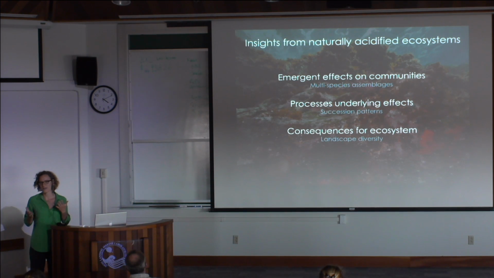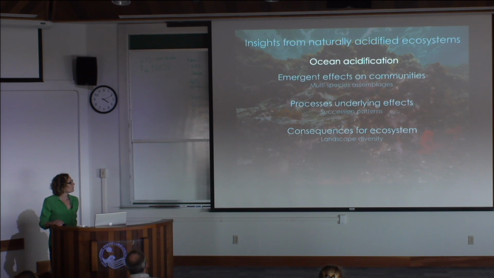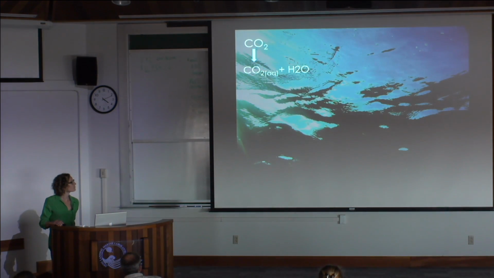So what are the emergent effects on communities? What are the processes that are underlying these effects? And then what do we think the consequences are for the ecosystem or the functioning of this ecosystem? And this is really going to be the outline for my talk. I'll go through some case examples of each of these themes. But I'm going to start with a really brief background on ocean acidification. I know you all are marine scientists, so I won't spend a lot of time here.